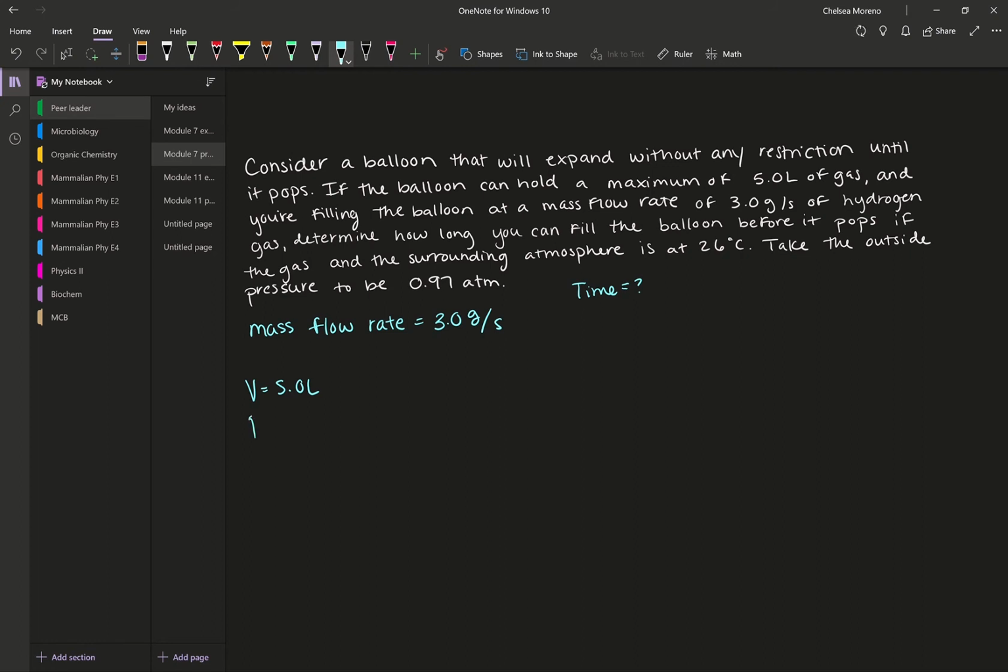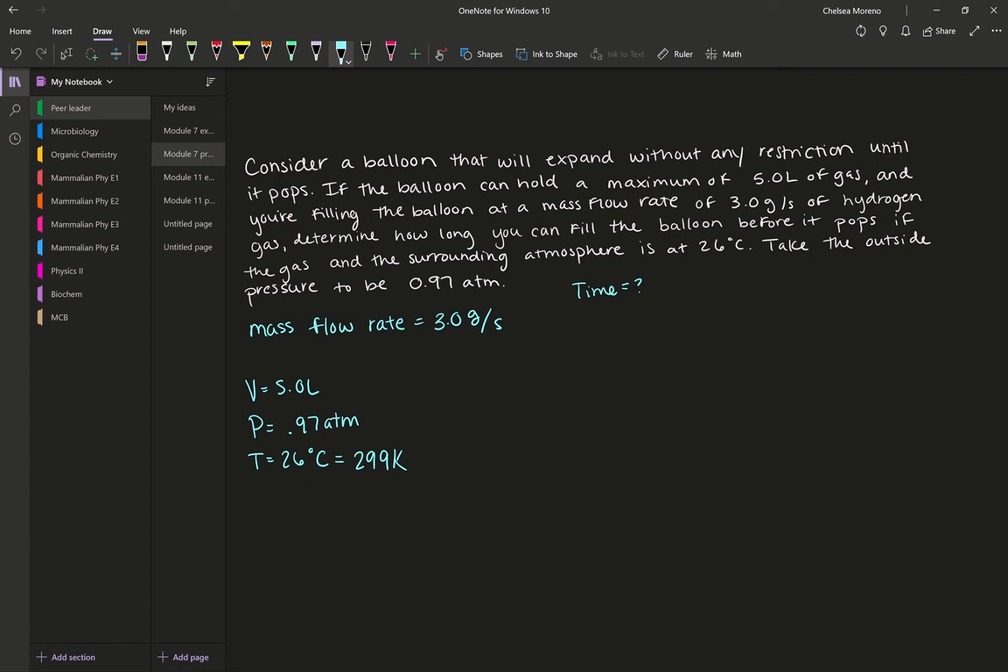If the gas in the surrounding atmosphere is... okay, so the pressure, sorry, is 0.97 atmospheres, and the temperature is 26 degrees Celsius. First of all, let's convert our temperature, because we know we have to use Kelvin. So we're going to make sure that this is 299 Kelvin, right?